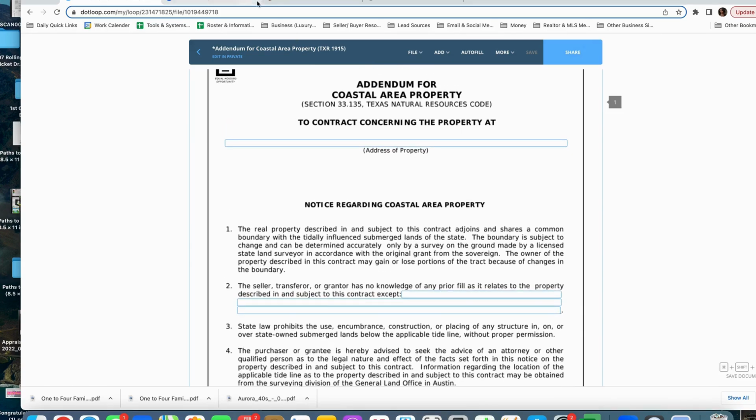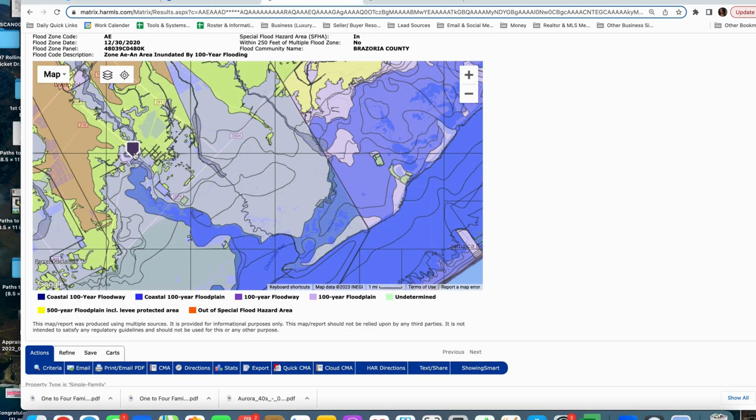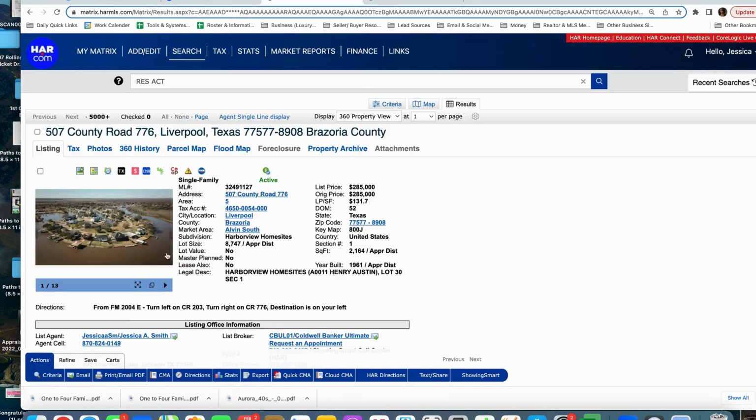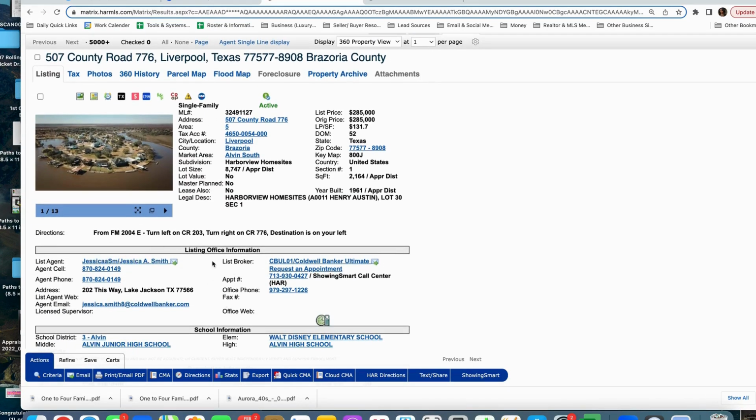A good listing agent, like if you go to the listing and say that property is right there, you see it says coastal, and coastal, if it's blue, you definitely need this form. But if you're not sure if it's in a coastal area, because it looks like it might be, but it's not blue, you contact the listing agent and confirm.